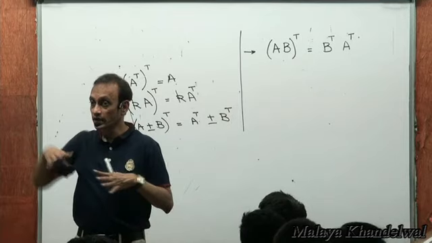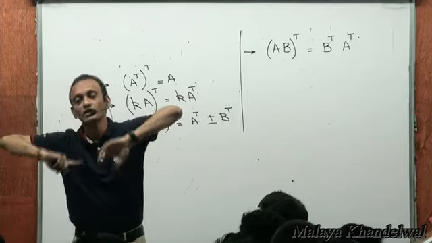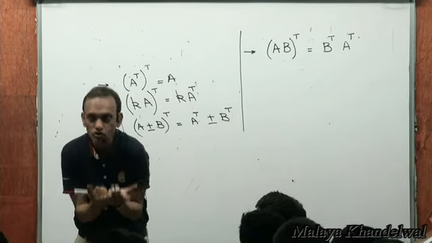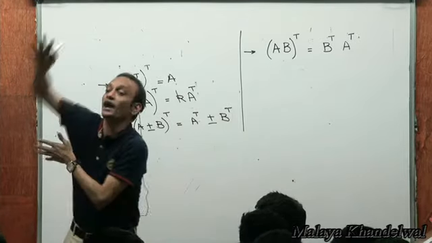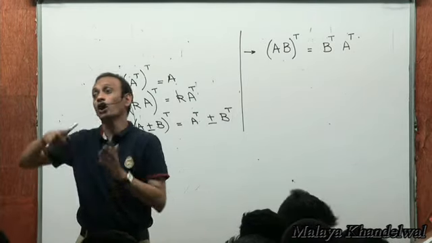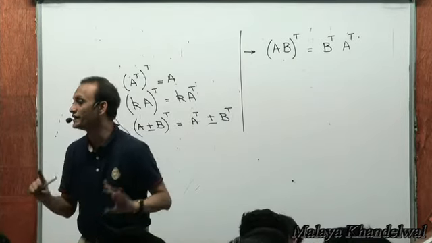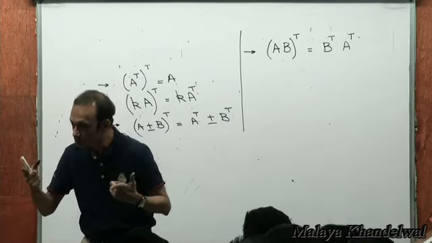I'm sorry, the ith row becomes the ith column in a transpose. Whatever was the ith row will now become the ith column, and whatever was the ith column will become the ith row. Rows and columns will get interchanged in a transpose. This is what happens. Yes or no?